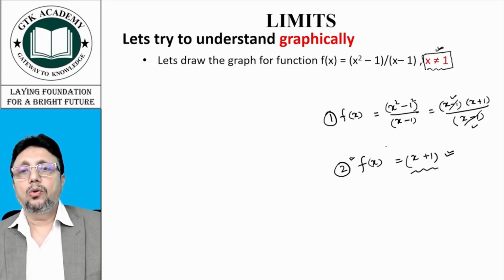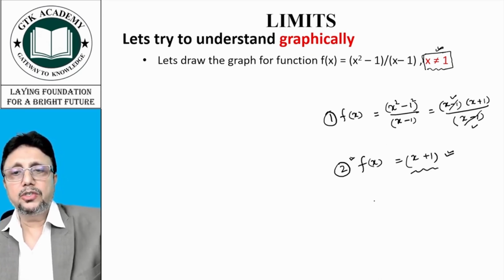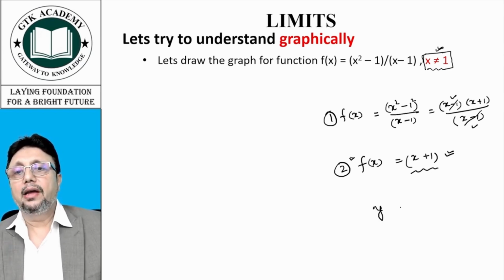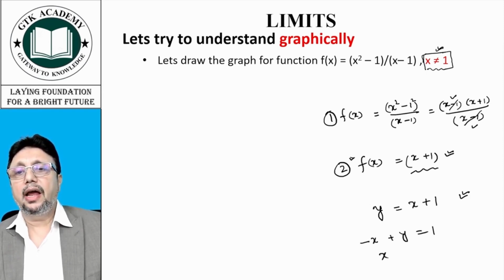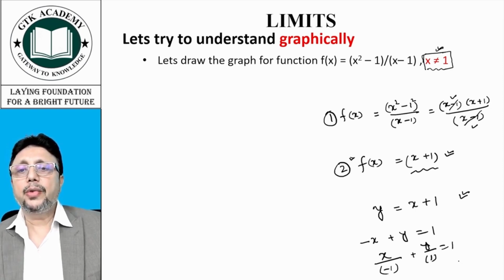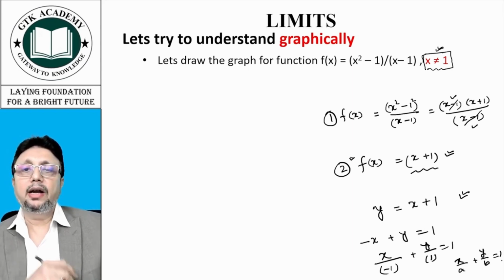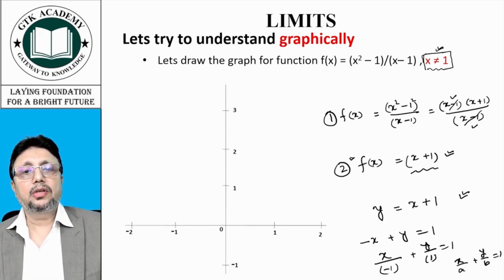So now the function f(x) becomes y is equal to x plus 1. This is only valid when x is not equal to 1. Right? That means minus x plus y is equal to 1. x upon minus 1 plus y upon 1 is equal to 1. So now compare with the form x upon a plus y upon b is equal to 1 and trace the line. So we draw the graph here.